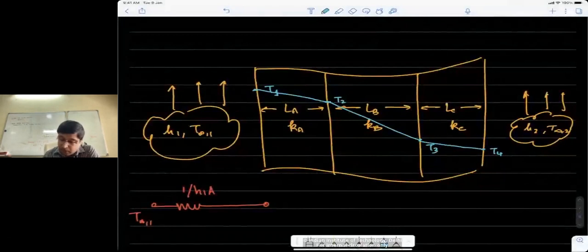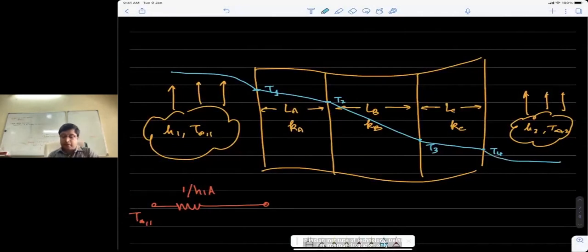And of course, outside this, we will have the same thing as I was saying earlier, that the temperature will again change in the fluid, but after the boundary layer it would reach the temperature of the free stream fluid. So T infinity 1 and T infinity 2.